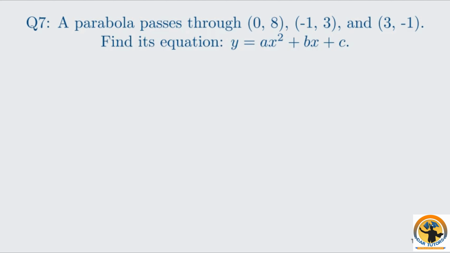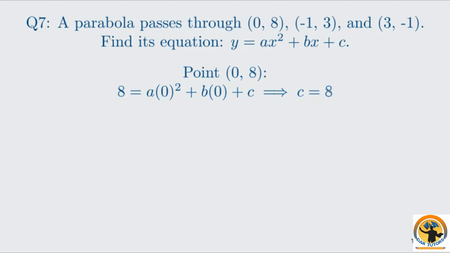Solution. Let's substitute each point's coordinates into the general equation y equals ax squared plus bx plus c. First, the point (0, 8). When x is 0, y is 8. This gives us 8 equals a times 0 plus b times 0 plus c, which means c equals 8. This is great. We found one of the constants immediately.